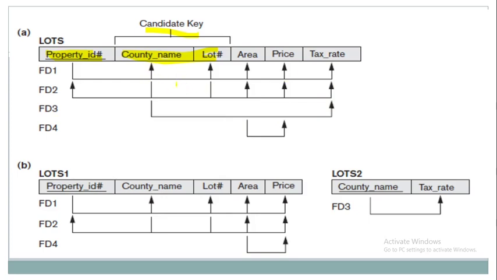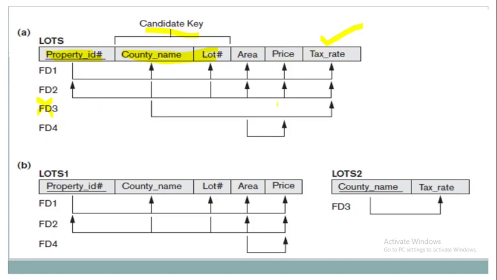Here, just by using the county name I can determine the tax rate. Yes, FD3 is a violation of second normal form. As per the definition of second normal form, there should not be any partial functional dependency, but functional dependency 3 is a partial functional dependency because we can determine the tax rate just by using the county name. The candidate key here is a combination of county name and lot number, and just by using county name one can determine tax rate. So in that case we need to decompose into second normal form.